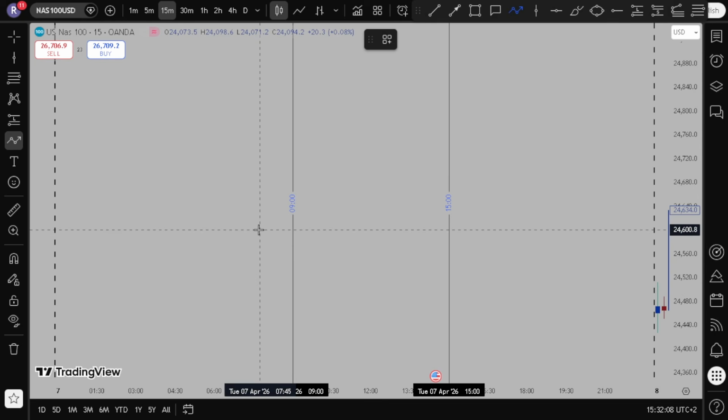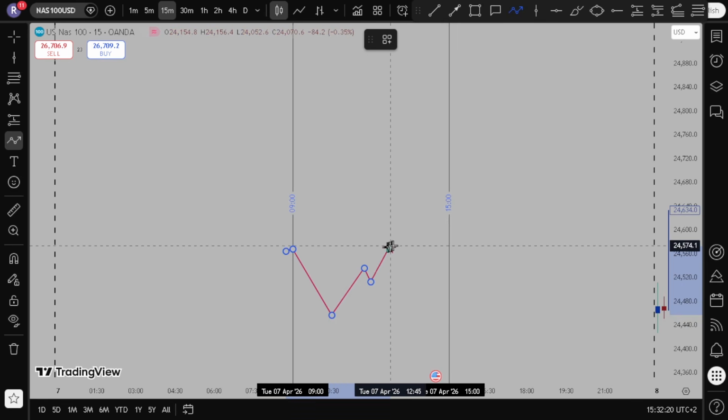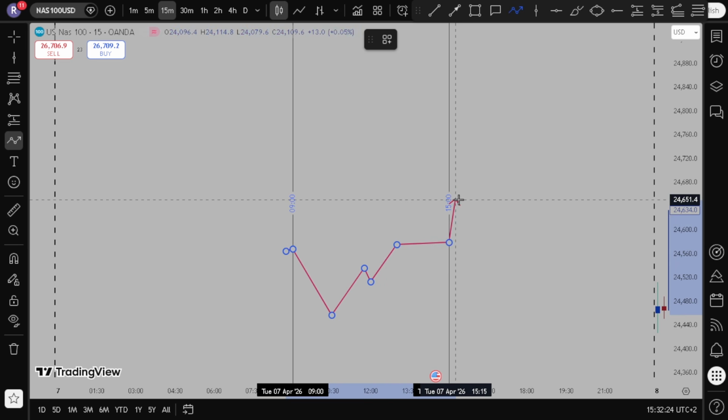Now, what are the characteristics of a reversal? For a reversal, we want to see the market open at 9, make a downward movement right here, and after that, we want to see the market go all the way to the upside until we get to 15, where everything is sealed.